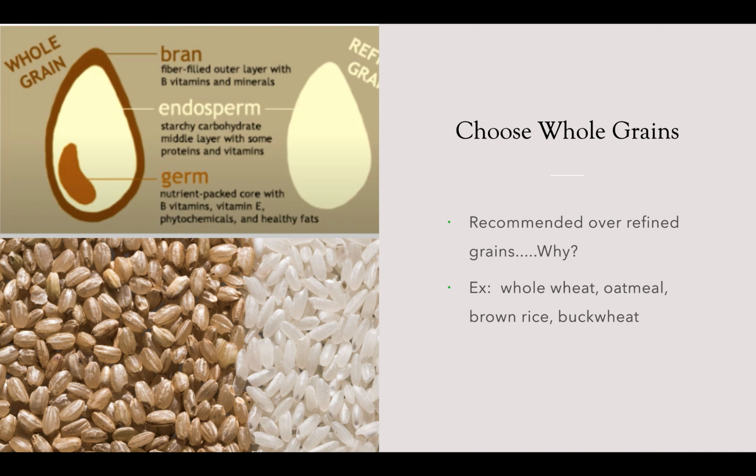That's the bran, which is filled with B vitamins and minerals. And then it also has the germ, which is the nutrient packed core with B vitamins, vitamin E, phytochemicals, and healthy fats. Those things are lost in the refinement process. But when they're added back, it can still be nutritious. You do, however, lose that fiber filled outer layer. They will add back B vitamins and some other vitamins in the process of adding it back to the white rice.